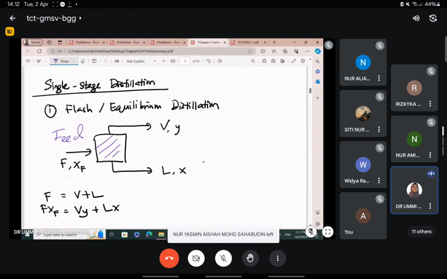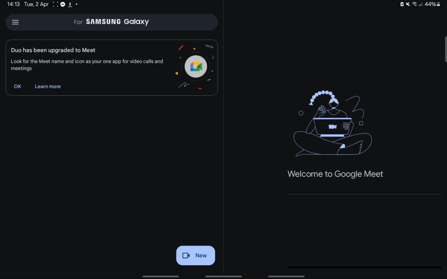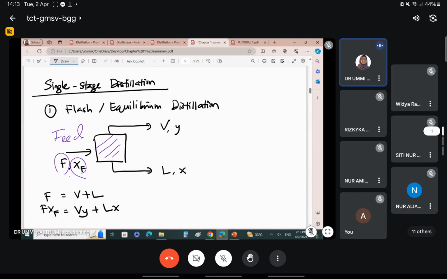Okay, feed. So F is the amount of feed and XF is the mole fraction or composition of feed. Mole fraction, composition, concentration, they are the same thing. So XF is the composition of feed, and then what comes out at the top is the amount of vapor, V, and Y is the composition of vapor. And what comes out at the bottom is liquid.